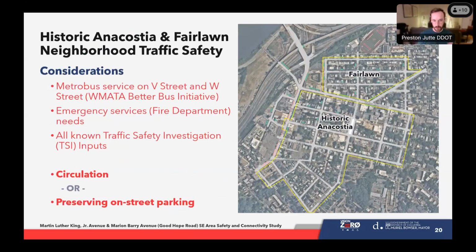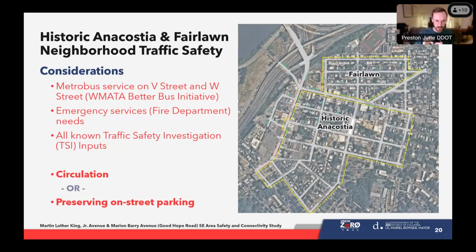And then the other one, ongoing traffic safety issues I allude to. So we have our traffic safety inputs where folks from the neighborhood can flag safety issues for them, and then we work on addressing them. We want to make sure we integrate and take all those existing challenges and feedback that we've heard from the general input process and make sure we address it with this project.